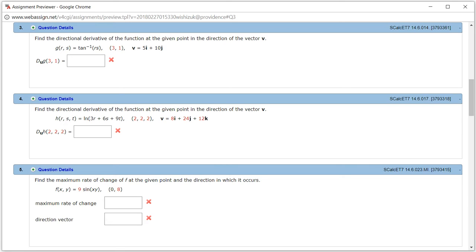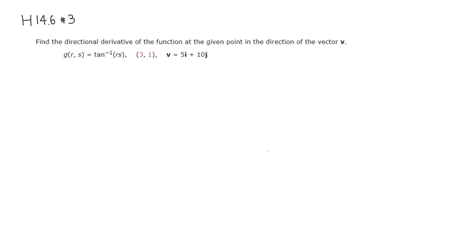Alright, let's look at homework 14.6, problem number 3. So let's find this directional derivative. Let's find the gradient first. The gradient of g is equal to, the derivative of arctangent is 1 over 1 plus x squared.